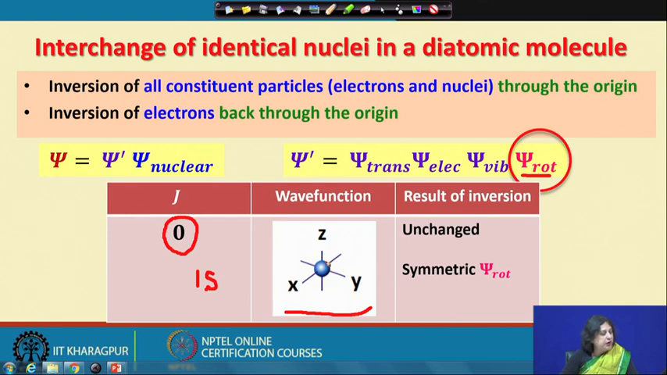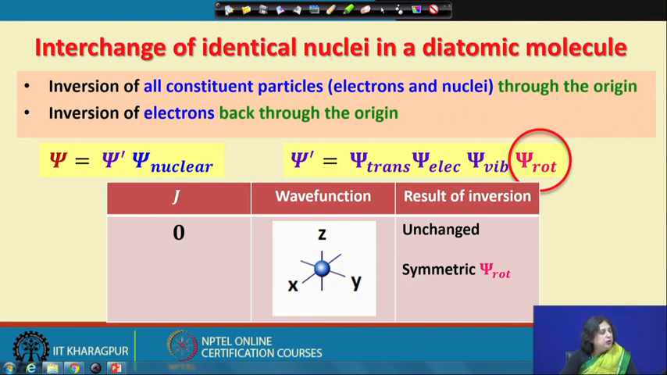Now, if I take a point here and I invert it through the origin, which is at the center of the orbital, then will there be any change in the sign of this wave function? The answer is no. And therefore, the result of inversion is that it will leave the wave function of j equal to 0 unchanged, and therefore, we conclude that whenever I am talking about the j equal to 0 wave function of a rigid rotor, I must be having a symmetric psi rot.